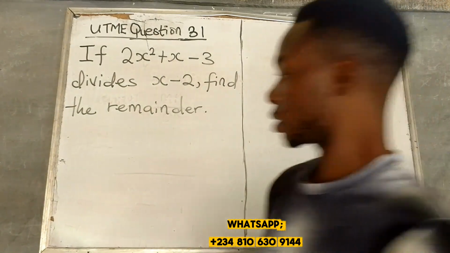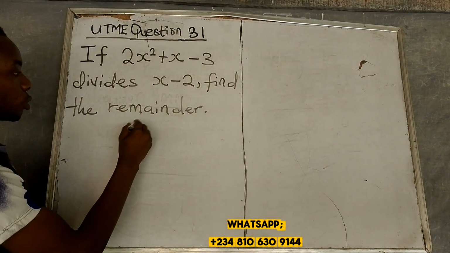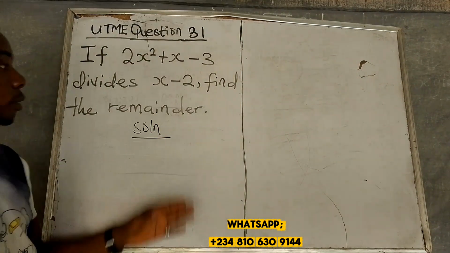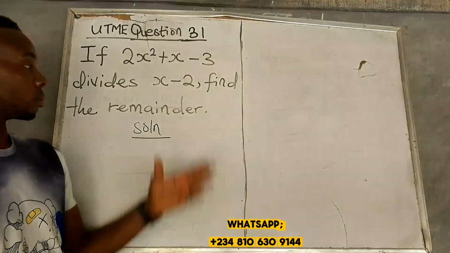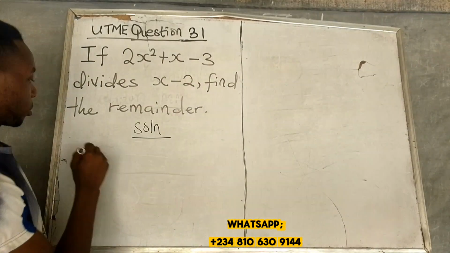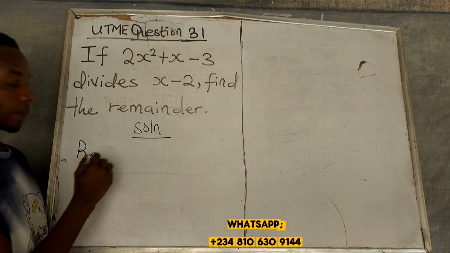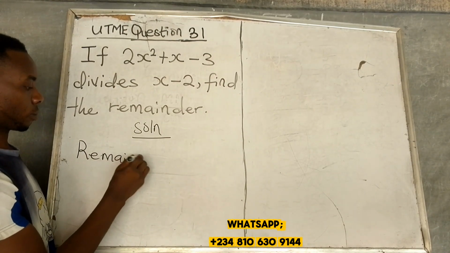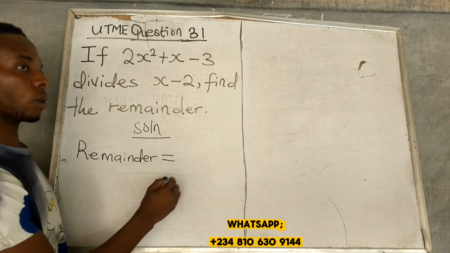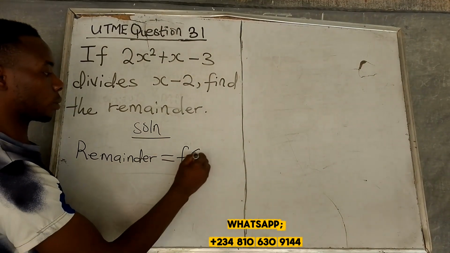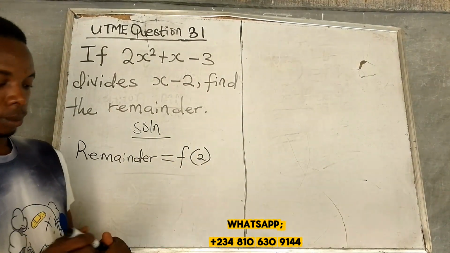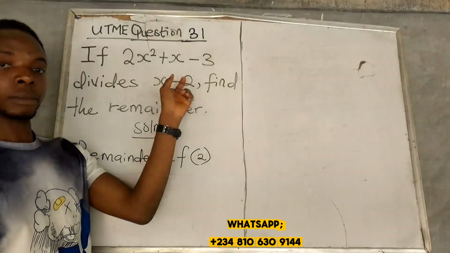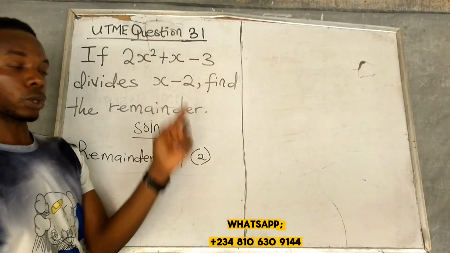It's actually very simple. Now, what should you do? Solution. Before you solve this, remember the remainder theorem. The remainder theorem says that if you are told to find the remainder, the remainder is equal to f of 2 in this question. How did I get this 2? It is from the denominator, what this is being divided by. So this is being divided by x minus 2, right?